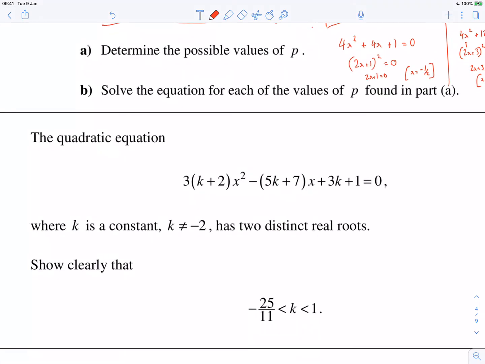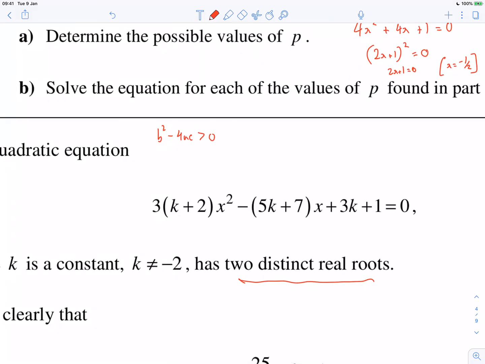Quadratic equation, that thing, where k is a constant, where k does not equal minus 2, has two distinct real roots. Right, so that means the discriminant b squared minus 4ac is positive, it's greater than 0, because that's what this key phrase, two distinct real roots, means. Show clearly that k is trapped between this.